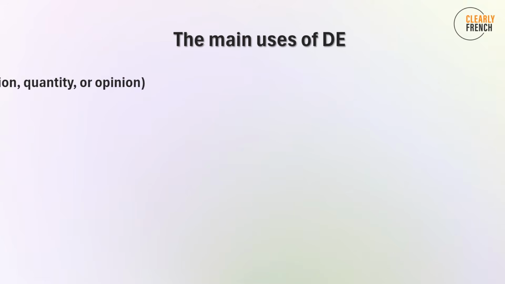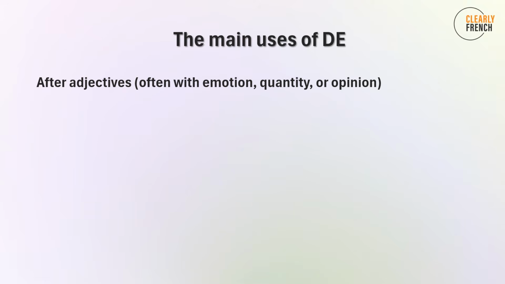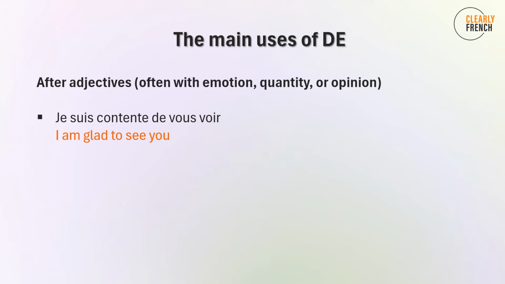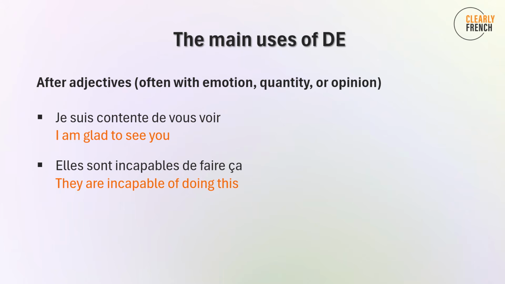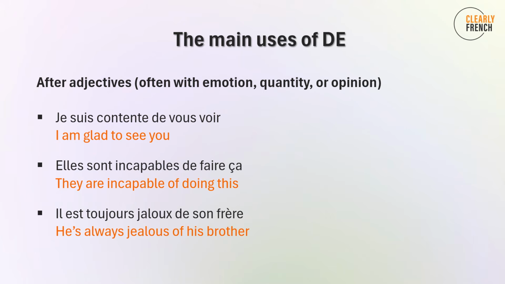You will also need de after adjectives, often to do with emotion, quantity or opinion. Je suis contente de vous voir. I'm glad to see you. Elles sont incapables de faire ça. They are incapable of doing this. Il est toujours jaloux de son frère. He's always jealous of his brother.